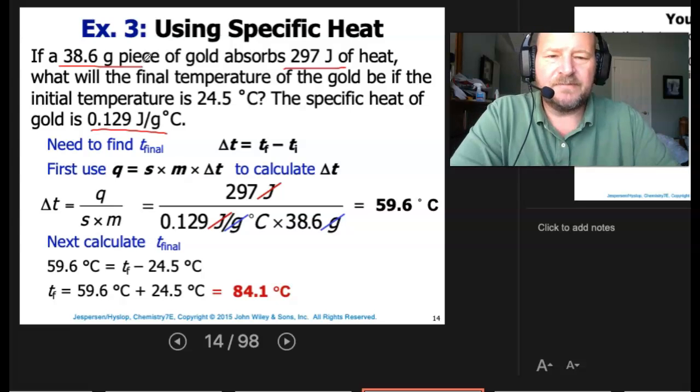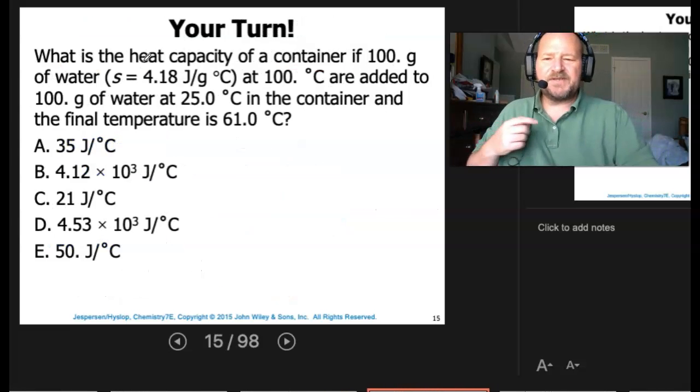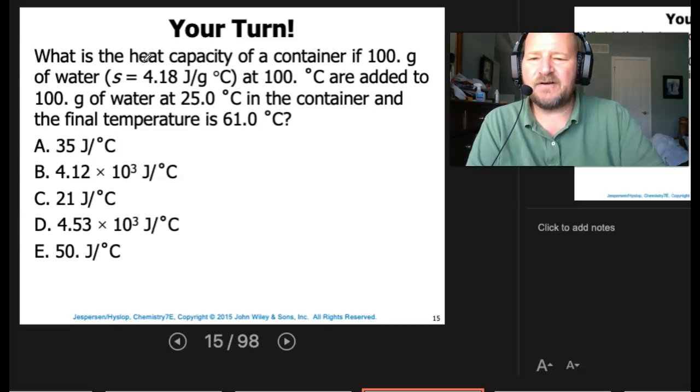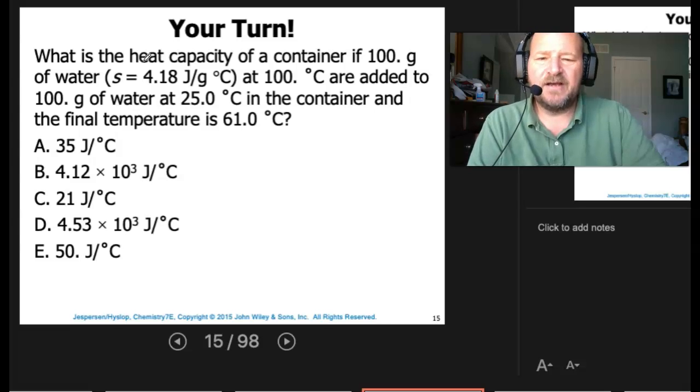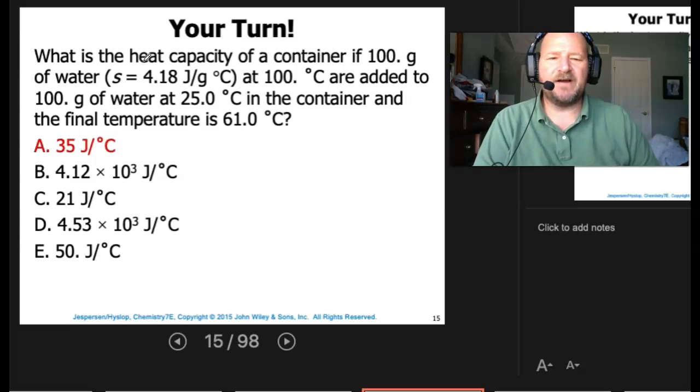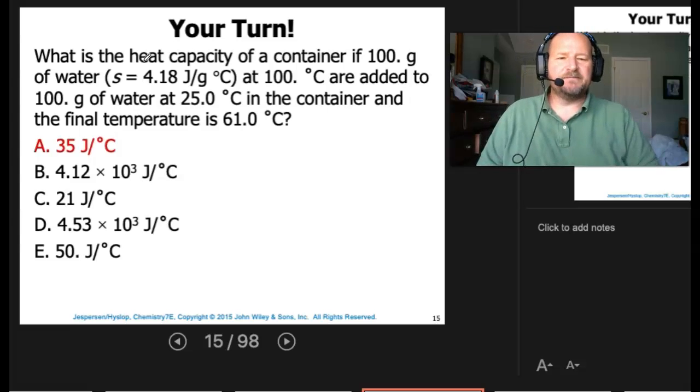All right, so I've given you a few examples here, and now of course it's going to be your turn. So what is the heat capacity of a container if 100 grams of water at 100 degrees C are added to 100 grams of water at 25 degrees C in the container and the final temperature is 61 degrees C? All right, so hopefully you paused and pushed play again and you came up with 35 joules per degree C.